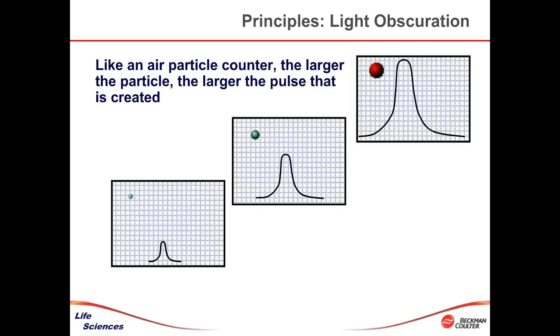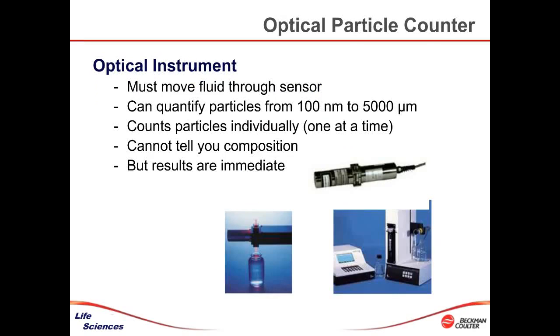So again, the larger the particle, the more significant signal we get from the particle in the channel. This is an optical instrument, so we use light to detect it. We need to push or pull fluid through the sensor. Depending on the design, from light scattering through light obscuration, optical particle counters can see down into the nanometer range and fairly large sizes, up to several hundred, if not several thousand microns, but that depends on the design of the sensor. It does count particles individually.